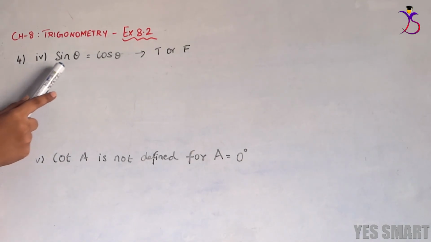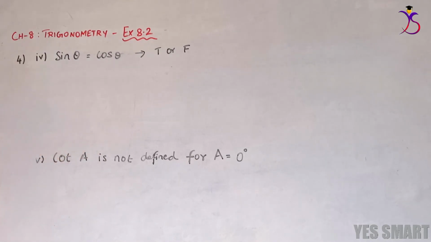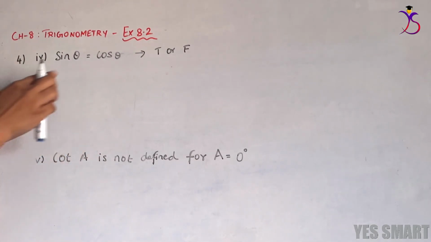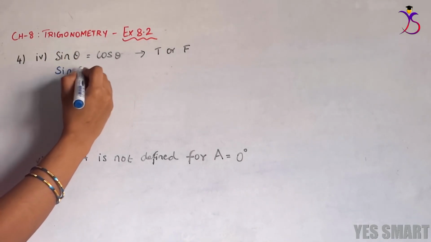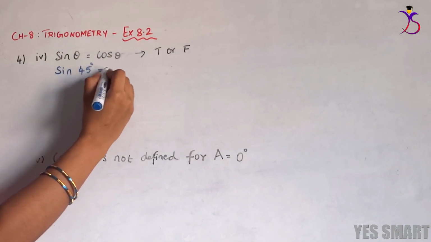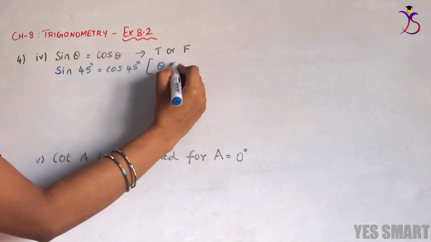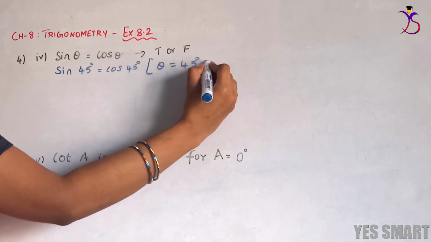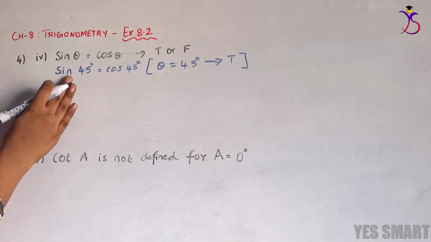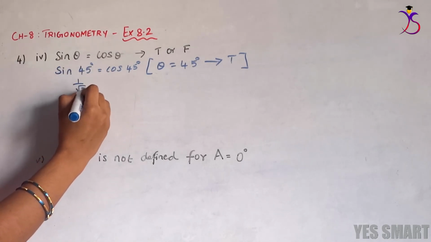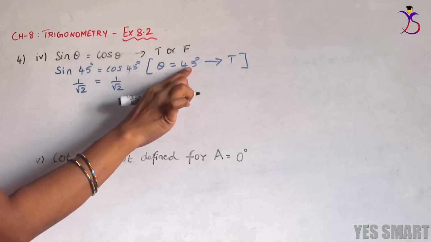Now fourth subdivision: sin theta equal to cos theta. We have to say whether this is true or false. We are going to substitute different theta values for this statement to find out whether it is true or not. So to start with, let me try with 45. Sin 45 degree equal to cos 45 degree. Here theta equal to 45 degree. In this case, this is true because sin 45 value is 1 by root 2, whereas cos 45 value is also 1 by root 2.